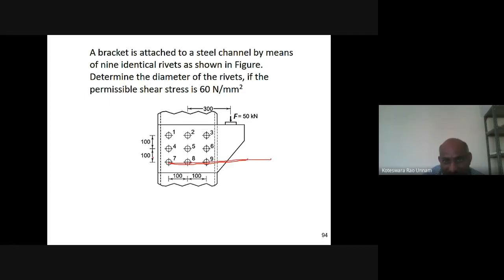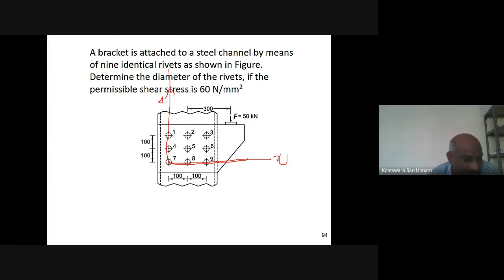So this is my horizontal axis, or x-axis. This is y-axis. From the given dimensions you can easily identify the x coordinate and y coordinate for all the 9 rivets. For the first rivet, x coordinate is 0, y coordinate is 200. For rivet 4, x is 0, y is 100. For rivet 7 it is 0, 0, because its center coincides with the origin of the reference coordinate system.